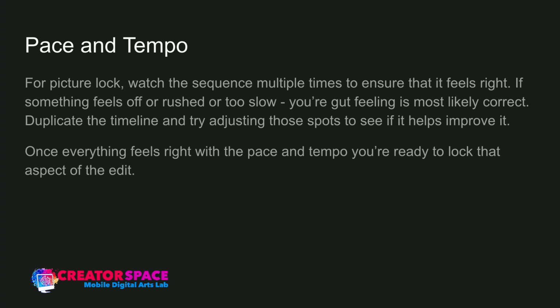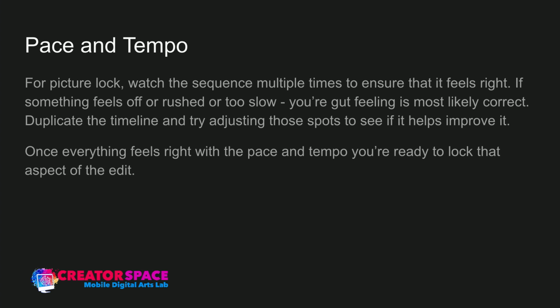And then anytime you do want to change things, if you want to say, okay, I want to try this pace or tempo a bit more, then we want you to duplicate the timeline, try adjusting those spots and see if it helps and improves it. And again, the key there is to duplicate the timeline, because you might realize that what you have actually works well. It is actually the best pace and tempo.